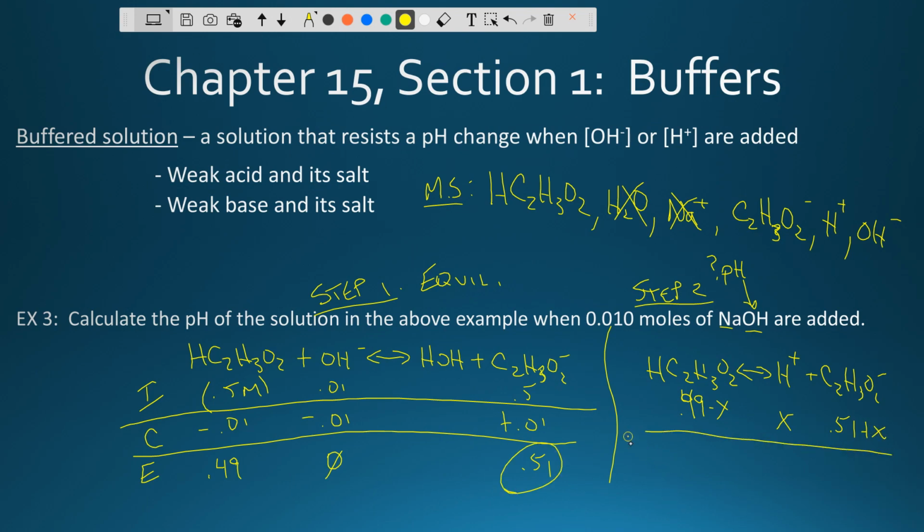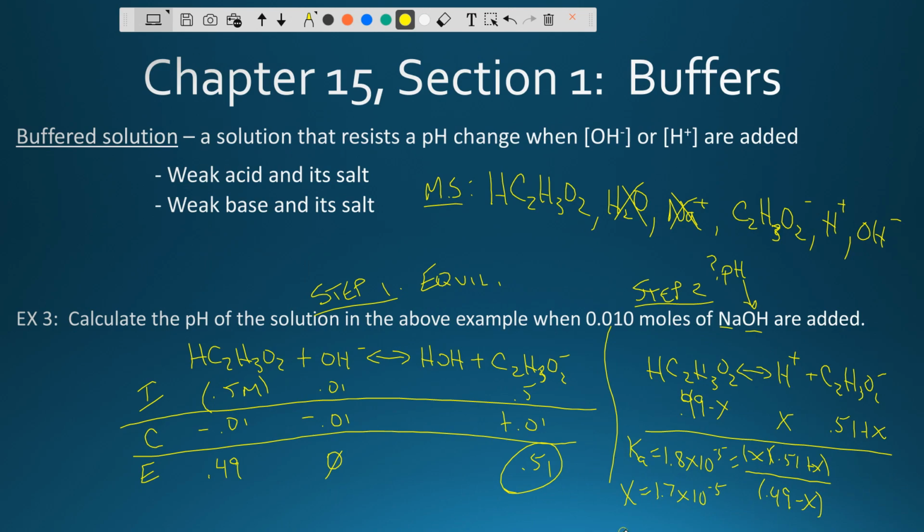Okay, and so at the end of things, I see my Ka. Again, I looked this value up. 1.8 times 10 to negative 5 is the Ka for acetic acid. That's going to equal X from my hydrogen times my 0.51 plus my X. Okay, that's from the acetate itself, and then the acetic acid was a 0.49 minus X. Okay, and so I end up canceling out my X's, and so I see 0.51, multiply both sides by 0.49, then divide by the 0.51. I end up with my X being 1.7 times 10 to negative 5, excuse me.